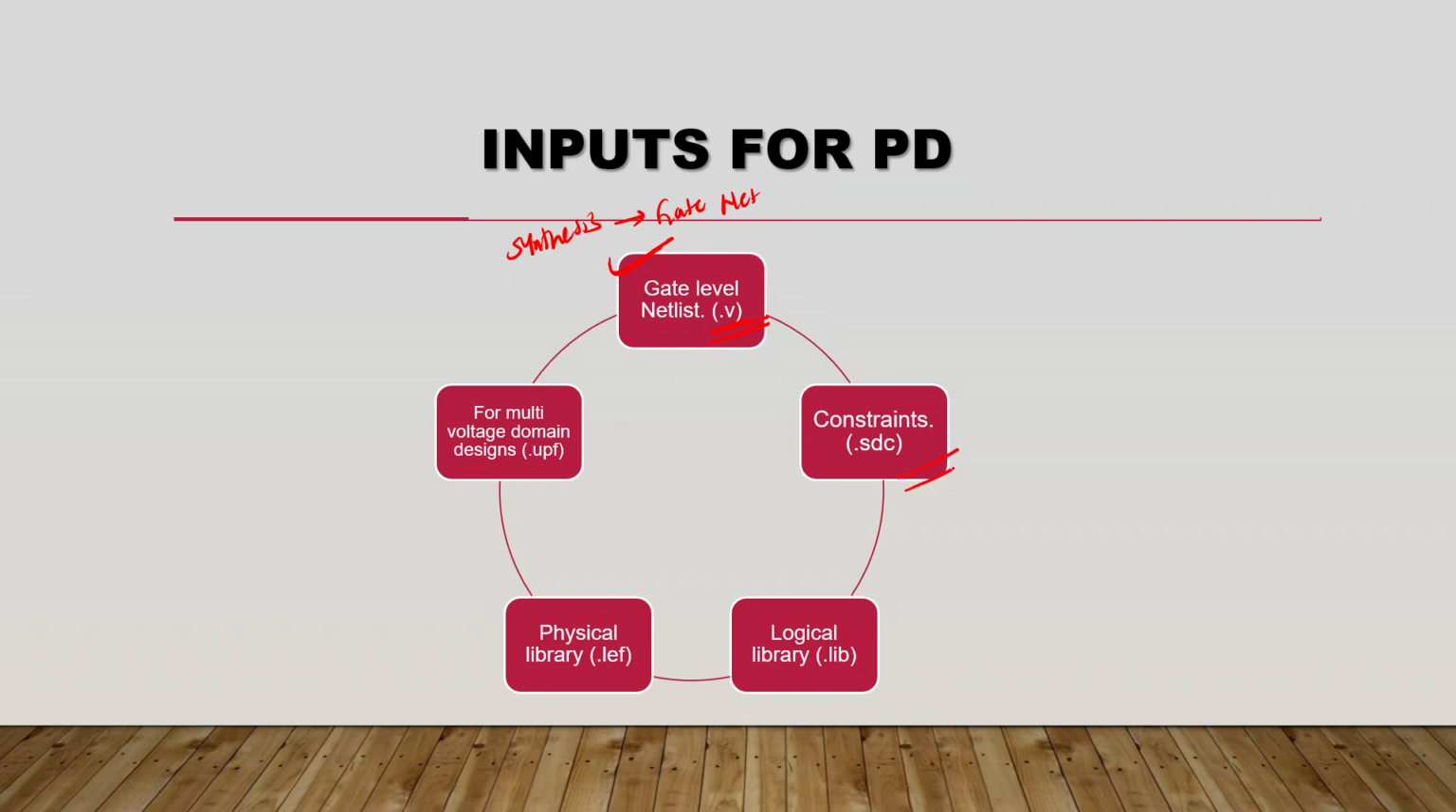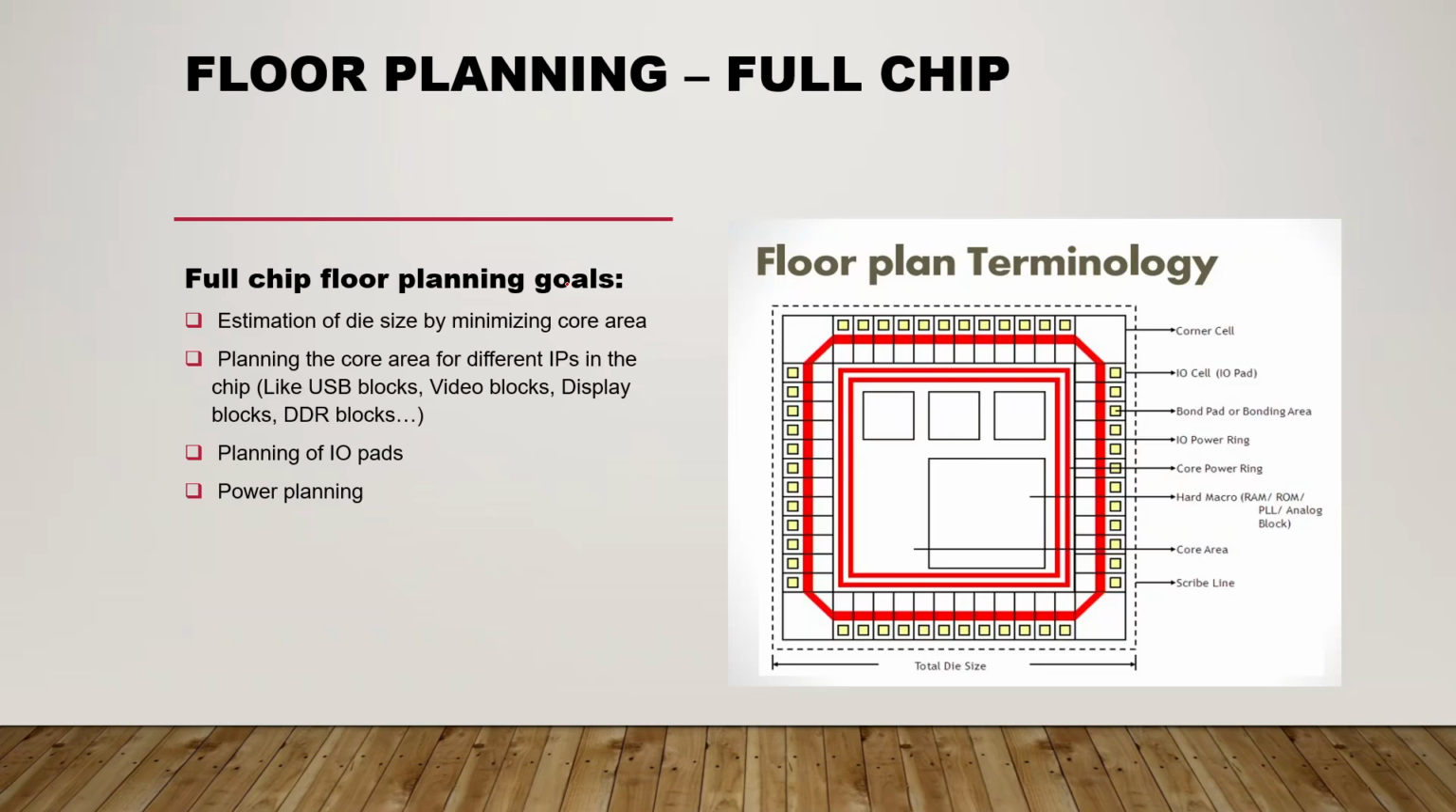Some constraints are there: timing constraints, power constraints, and area constraints. These are the constraints you need to take care of. You need to minimize timing, power, and area. That comes under the constraints file, that is .sdc. There are standard libraries, that is the .lib file, and a physical library file. And for multiple voltage domains, that is UPF. These are the inputs for the physical design domain. And this is full chip floor planning.